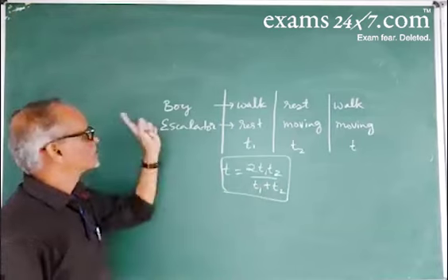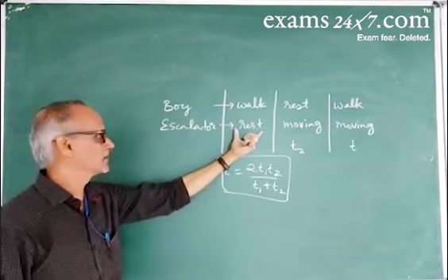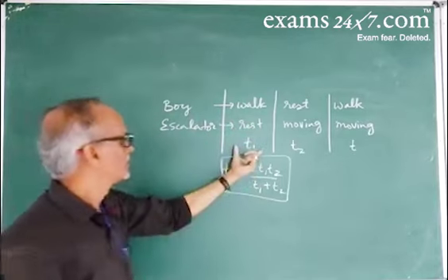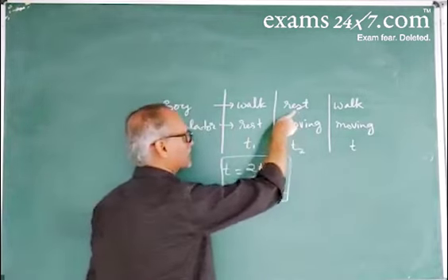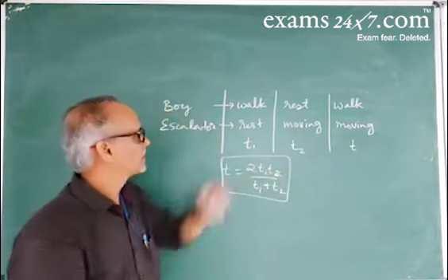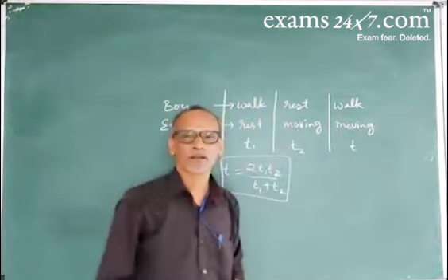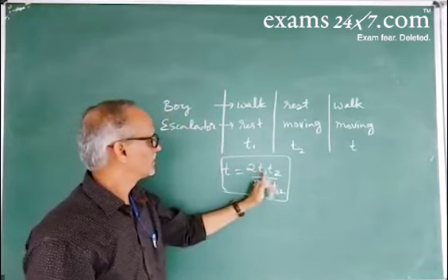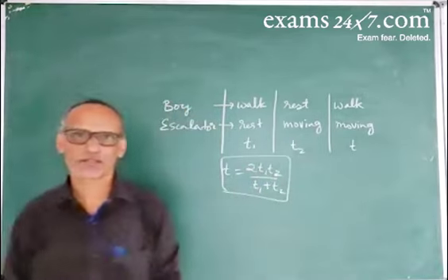Let me repeat. In the first case, the boy walks on a stationary escalator, and he takes time t1 to reach the floor. In the next case, the boy stands on a moving escalator. It takes time t2 to cover that same distance. Now if the boy starts walking on a moving escalator, and it takes time t, then t is equal to 2 into t1 t2 by t1 plus t2. So this is another important equation based on the relative velocity.